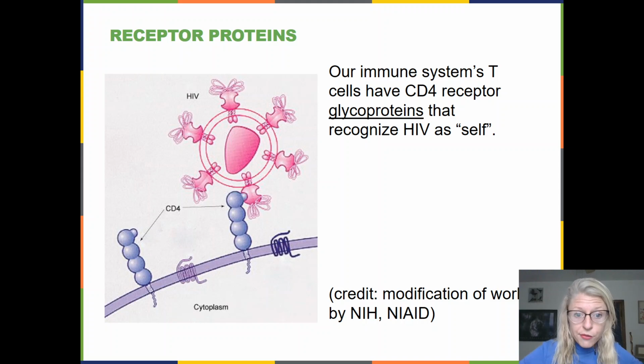Those different types of receptor proteins, an example, like I was talking about, is the immune system, where these glycoproteins are called CD4 proteins. Our T cells have these CD4 proteins that recognize HIV as a self molecule, which is not a good thing. So this is an example of where these receptor proteins don't really help us out, but they do help in other ways with other diseases, just not HIV.